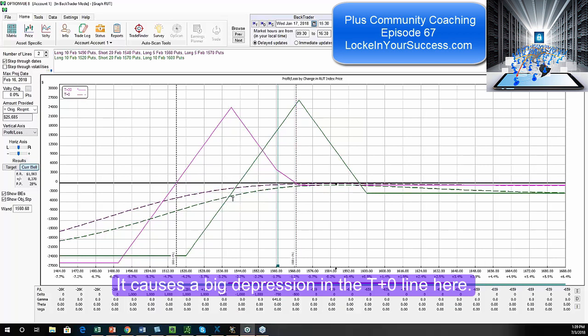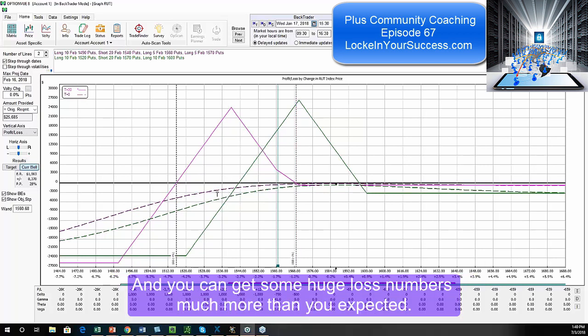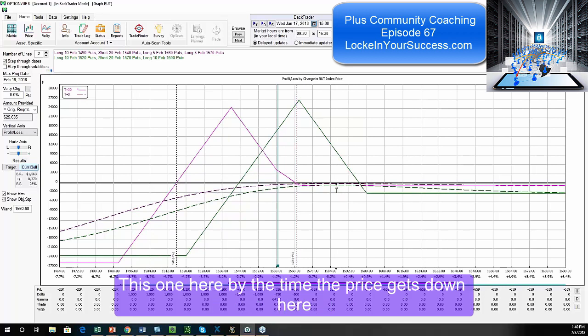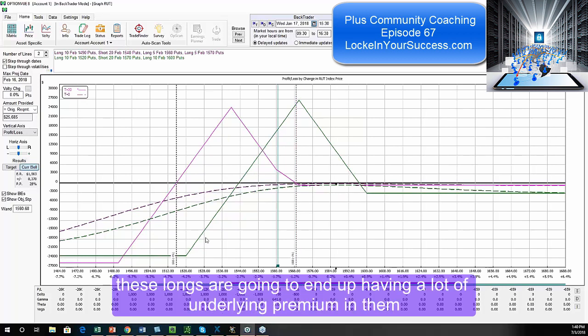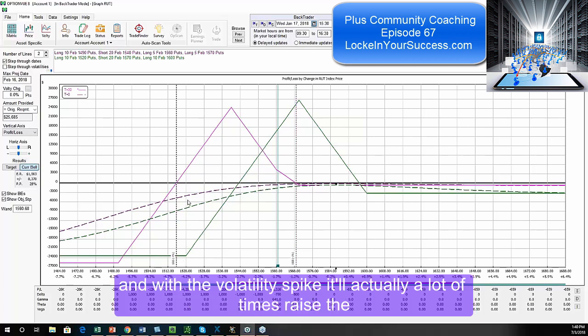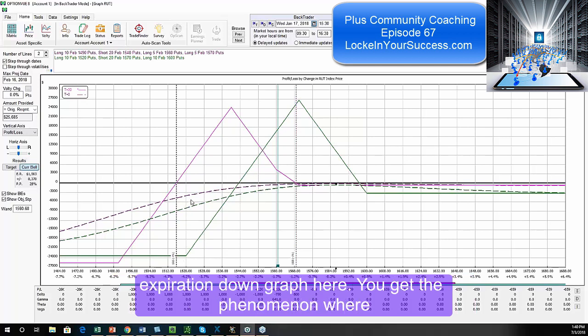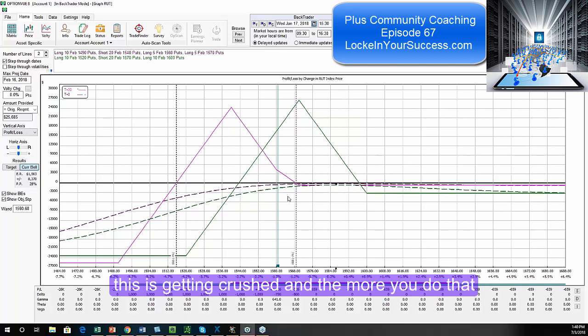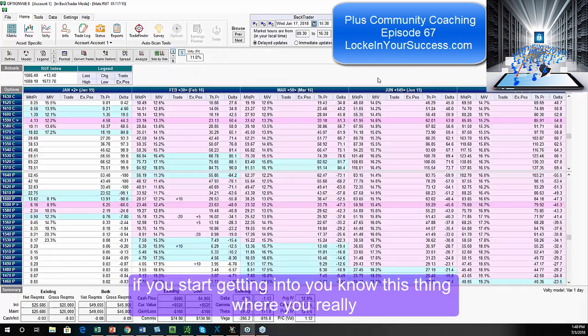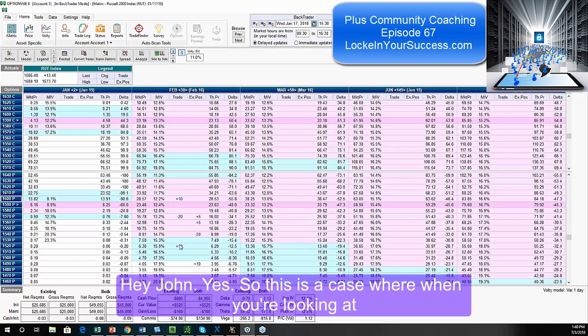It's caused a big depression in the T+0 line here, and you can get some huge loss numbers, much more than you expected. This one here, by the time the price gets down here, these longs are going to end up having a lot of underlying premium in them, and combined with a volatility spike, it'll actually a lot of times raise the expiration graph down here. So you get a phenomenon where this is getting crushed, and the more you do that, if you start getting into this thing where you really, hey John.